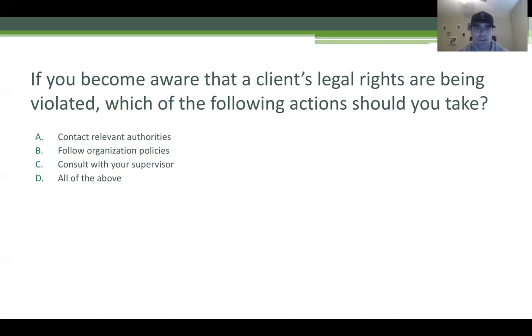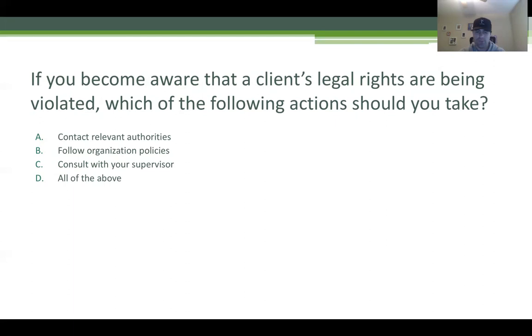So in this case, if you become aware that a client's legal rights are being violated, which of the following actions should you take? Should you contact relevant authorities? Yeah. Follow organization policies? Yes. Consult your supervisor? Yes. So D, all of the above. You always want to follow policies. You are a mandated reporter, so you have to report what you see or what you know. And then you always want to consult with your supervisor when something doesn't feel right. That's what they're there for.